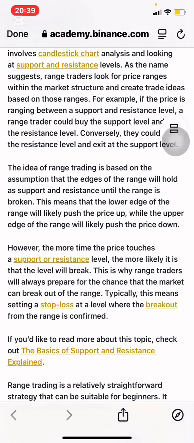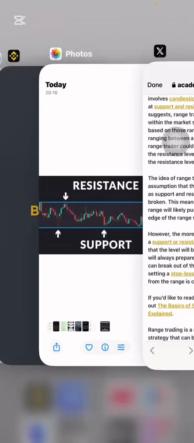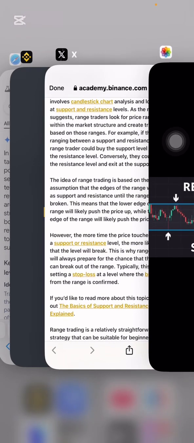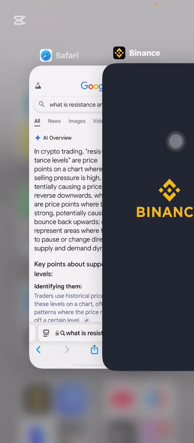So they're telling us that this is why range traders will always prepare for the chance that the market can break out of the range. Typically, this means setting a stop loss at a level where the breakout from the range is confirmed. They're telling us that in trading, definitely there are what we call fake price movements or fake price actions. So you might see that the price or the candlestick has just moved below the support level, but within a blink of an eye, it comes back to normal. So they're telling us that members usually set what we call a stop loss.